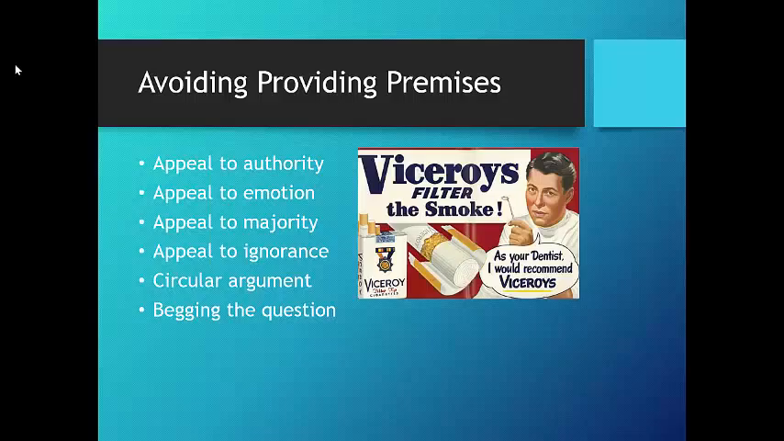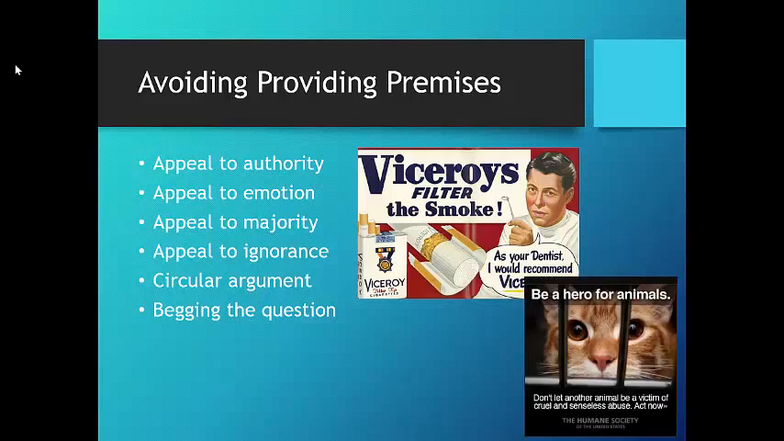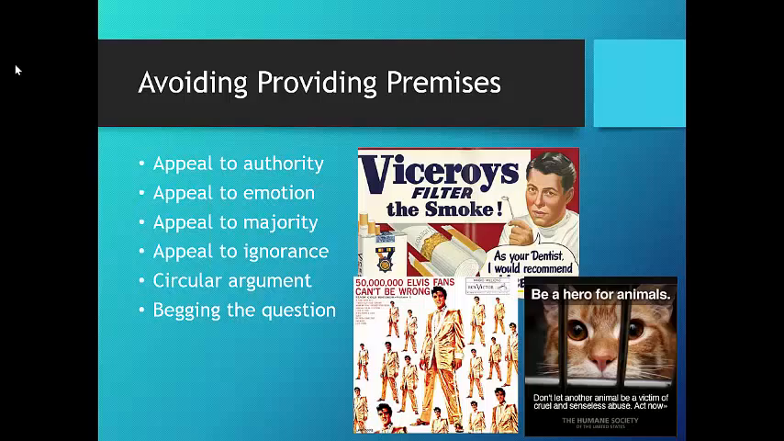That's the assumption there. Appeal to emotion is another one, where the argument is that this will make you feel good or feel bad, or you should do this because won't someone please think of the children or the animals, right? Here's a great example of that again. A lot of these are very popular to use in advertising. Be a hero for animals. Here's a poor little kitten that we want to help and save, and we want to feel good about ourselves by being a hero. Appeal to the majority is another one.